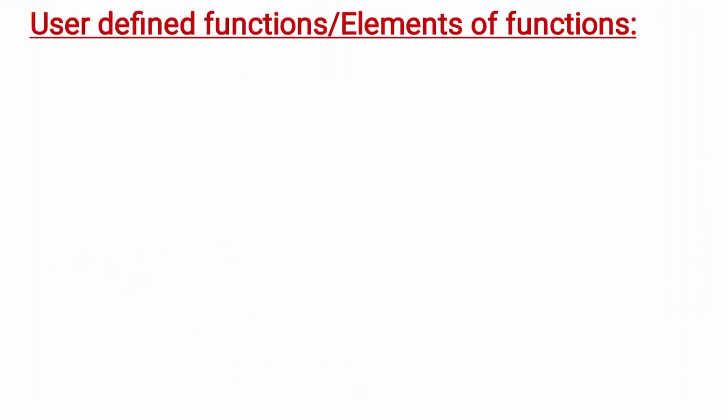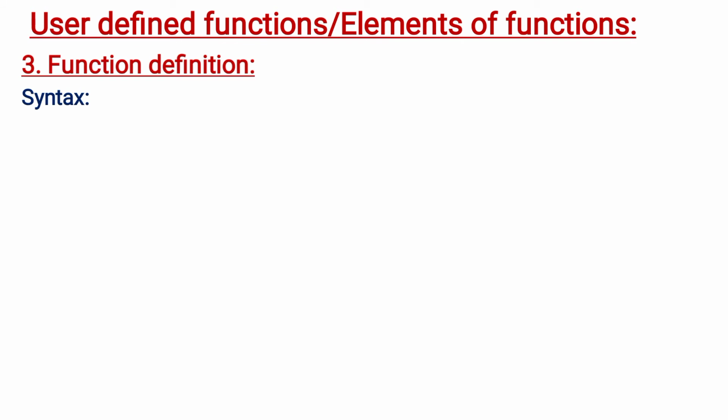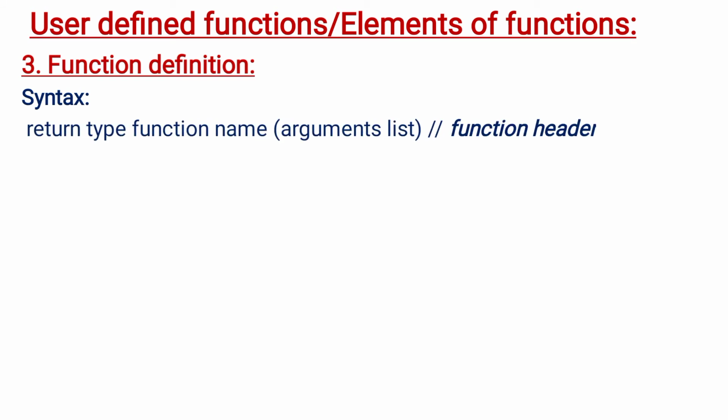Next, we will see the syntax for the function definition. In the first line: return type, function name, and within the parentheses, the argument list. This complete line is known as the function header. Next, an opening brace and then some statements. The function body is a collection of statements, and all the statements are treated as the function body here. And then the function is closed with a closing brace.